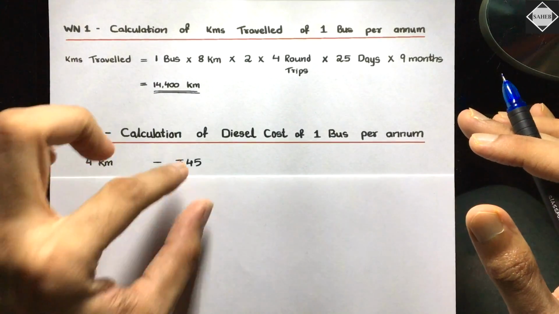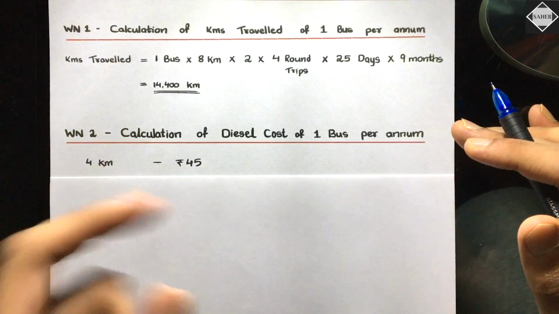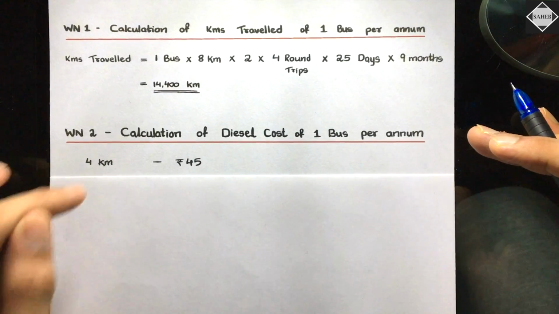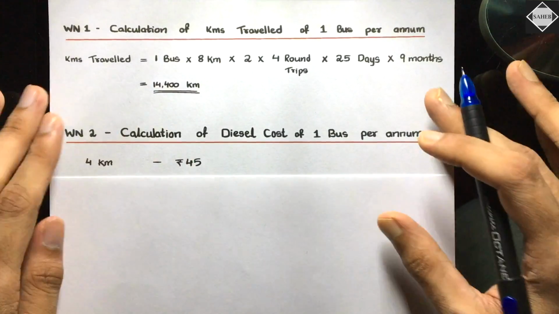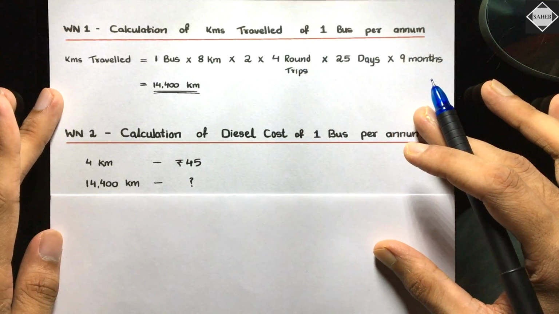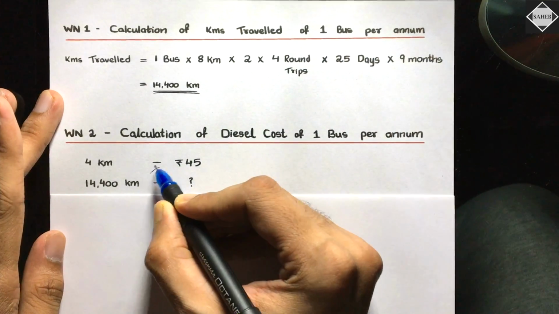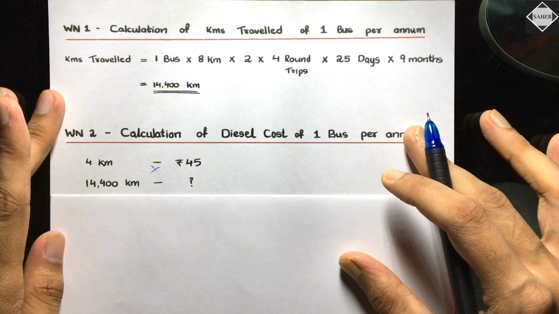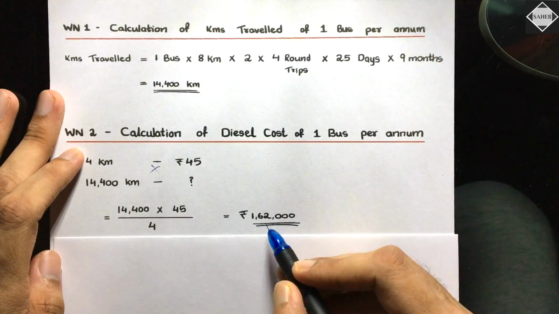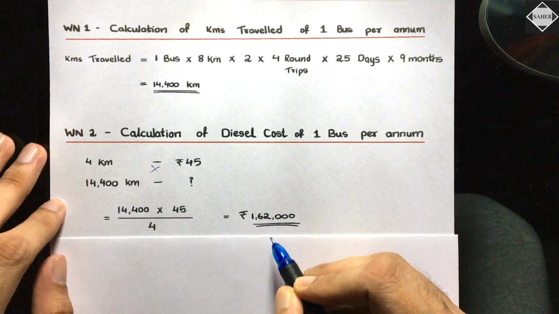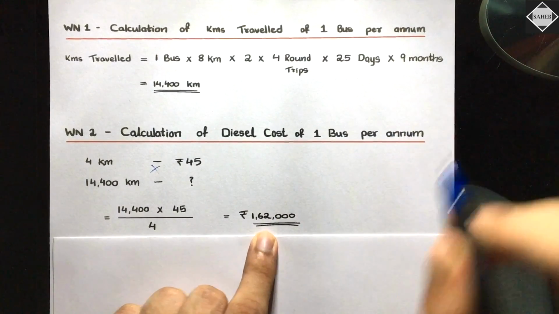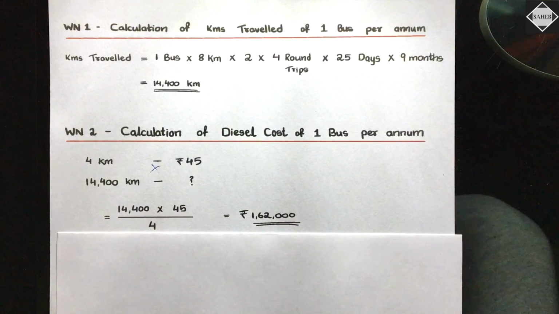Okay, so see, with 45 rupees of diesel, a liter, we can travel how many kilometers? 4 kilometers. To travel 4 kilometers, you have to pay this much. How much are we traveling in a year? 14,400 kilometers. So for that, how much cost? Just cross multiply: 14,400 into 45 and then divide by 4 kilometers. That is equal to 1,62,000. This is the diesel cost of one bus per year. Is it clear? Simple.